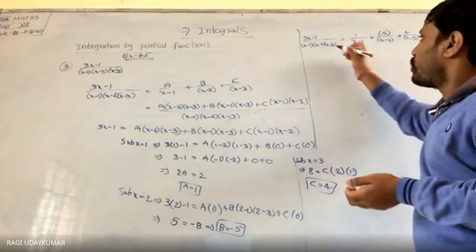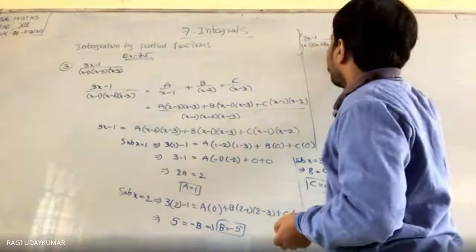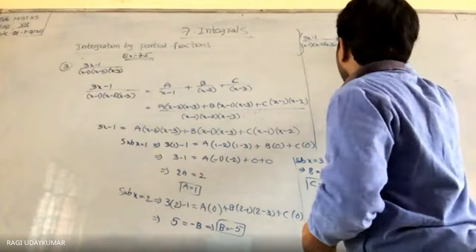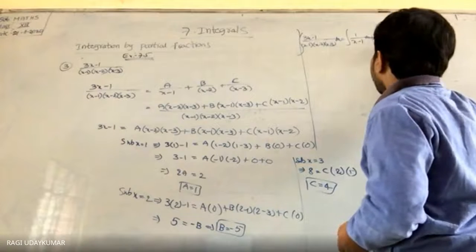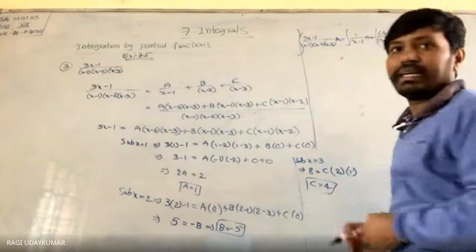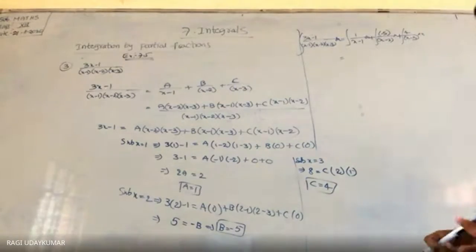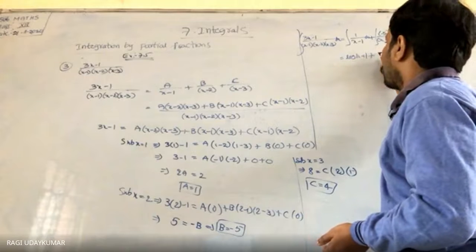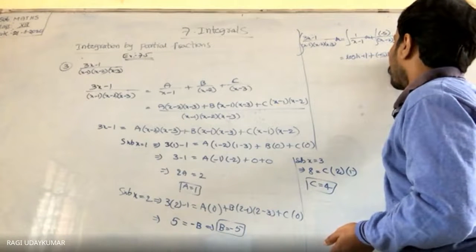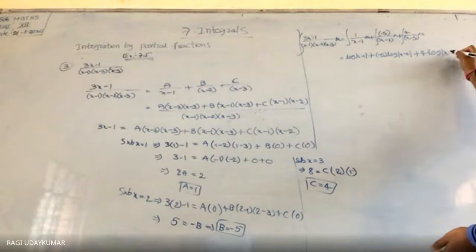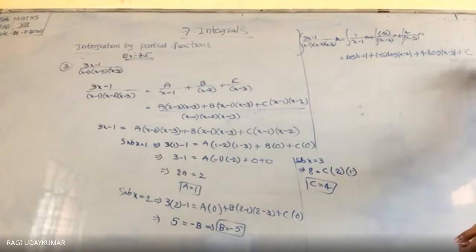Now if you want to integrate this, take the integration with respect to dx of each term. So which is equal to logarithm of mod (x minus 1) plus minus 5 into logarithm of mod (x minus 2) plus 4 into logarithm of mod (x minus 3) plus c.